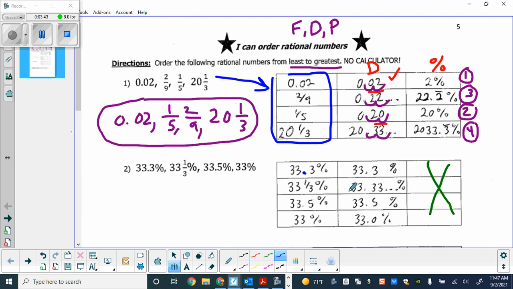I just wanted us to see this 1/3 with the 0.3s repeating, so now we can find the smallest one. If I'm looking at the first decimal place, the smallest thing I see here is the 0. So the 33% is my smallest number.